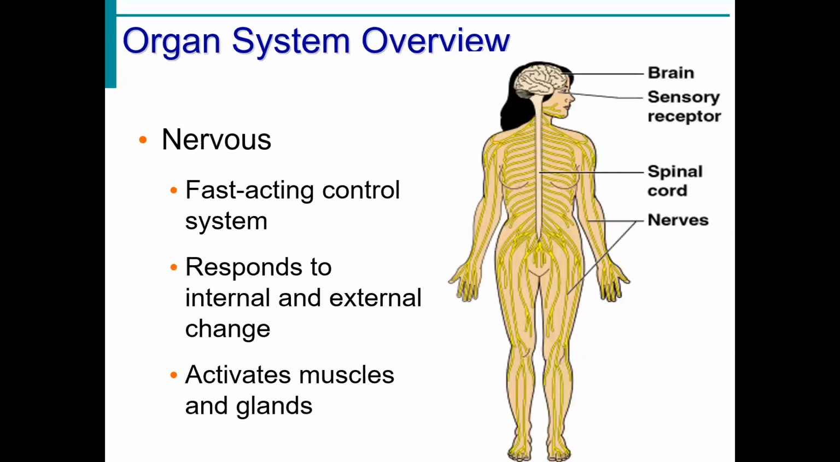Okay, nervous system. All right, our nervous system contains our brain, sensory receptors, spinal cord, and nerves. Okay, this is a fast acting control system. It's responding to stimuli, both internal and external. It's what's going to activate our muscles and glands to do their respective jobs. So our nervous system helps us to function as a being.